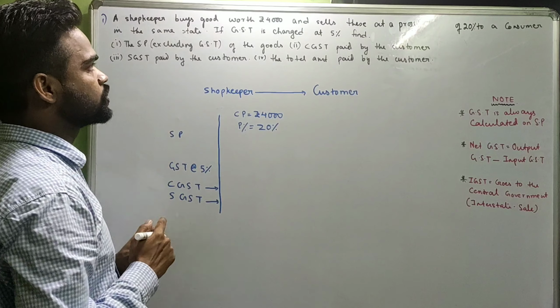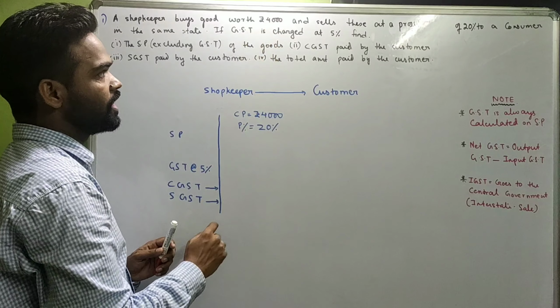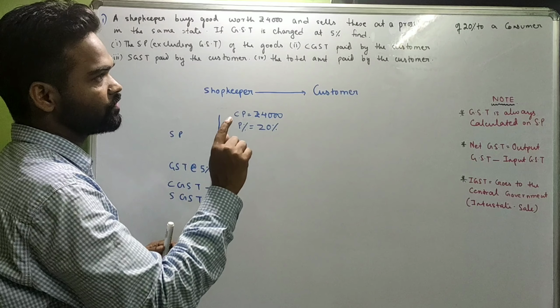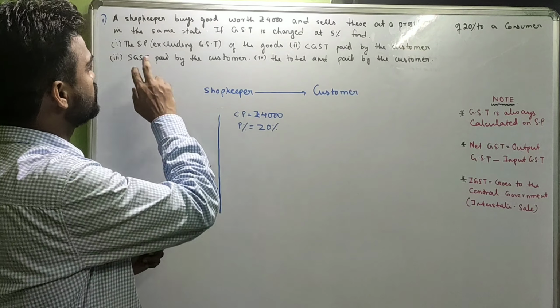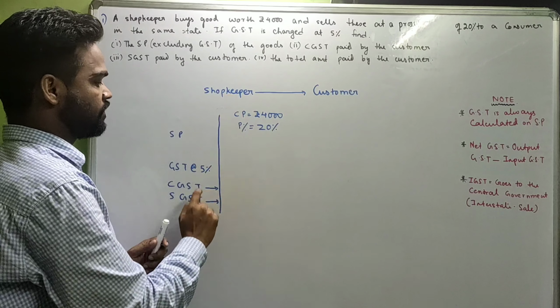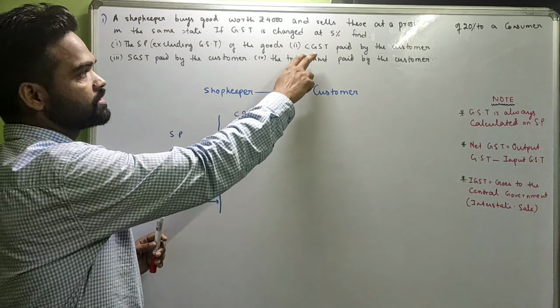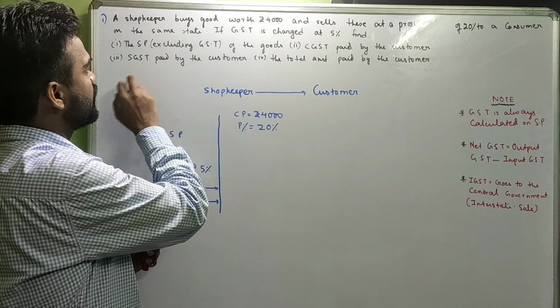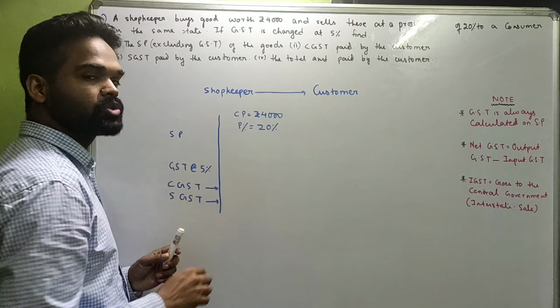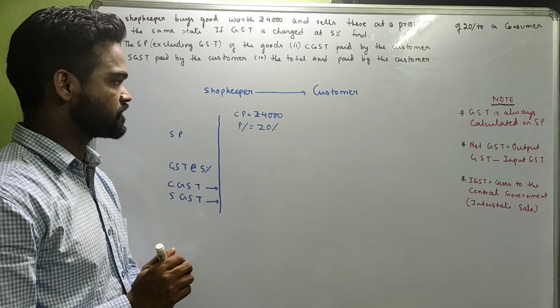A shopkeeper buys goods worth rupees 4,000 and sells these at a profit of 20% to a consumer in the same state. If the GST is charged at 5%, find the SP excluding GST of the good, CGST paid by the customer, SGST paid by the customer, and the total amount paid by the customer.